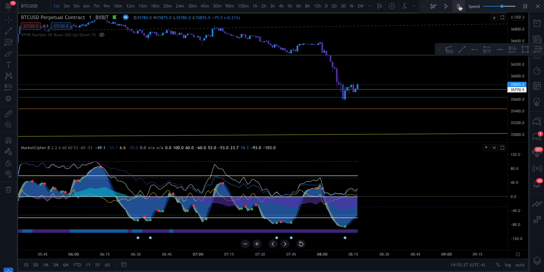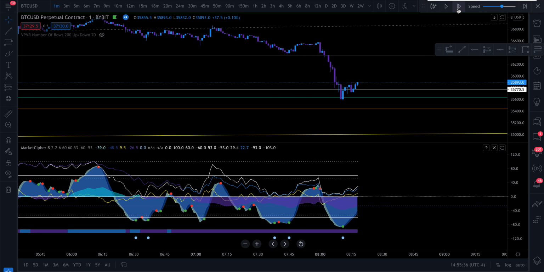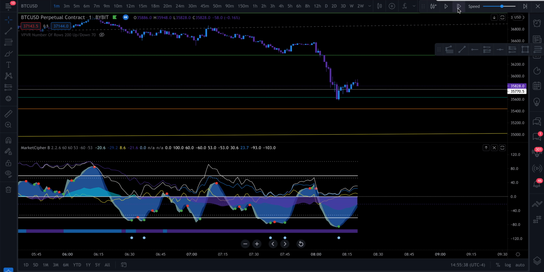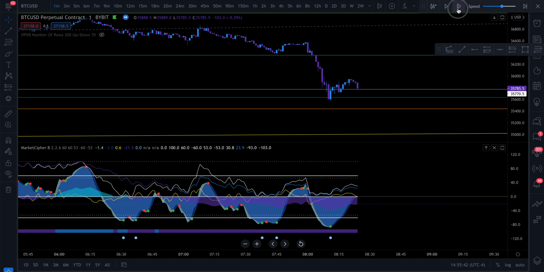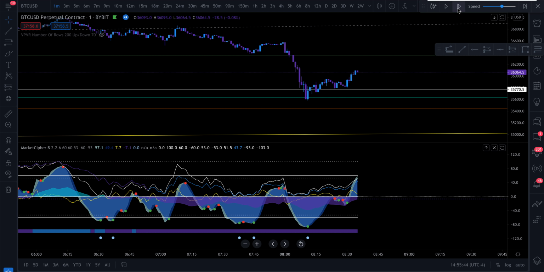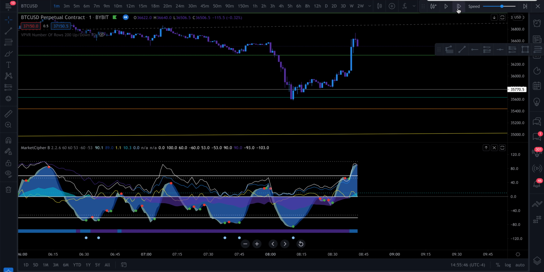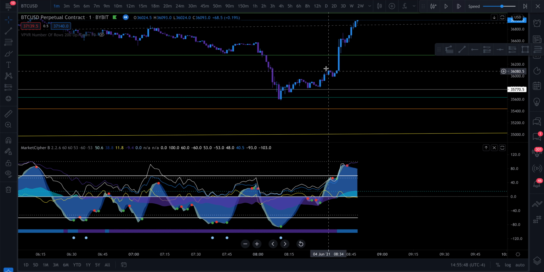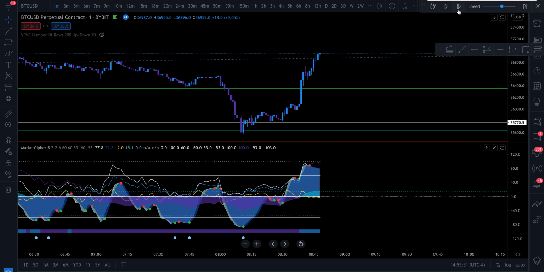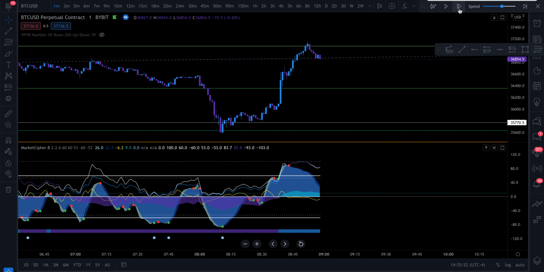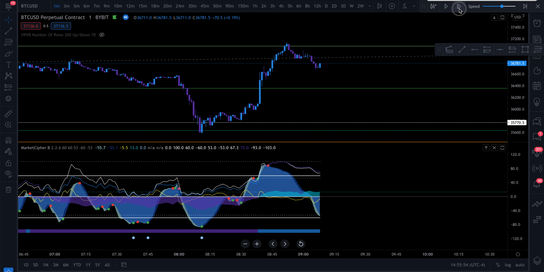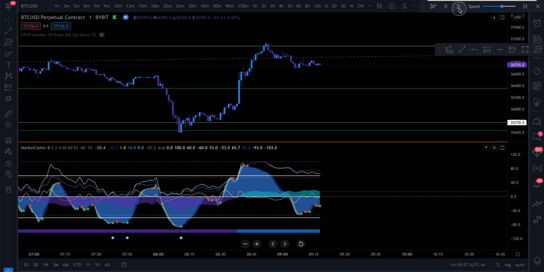So you can catch the bottoms. And if you wanted more confirmation here, we come up, we print a higher low. Anyway, that's how I use Market Cipher to catch the bottoms and the tops. It's a very good indicator. And of course, the strategy I'm showing you here does take some time and practice. It takes some back testing.